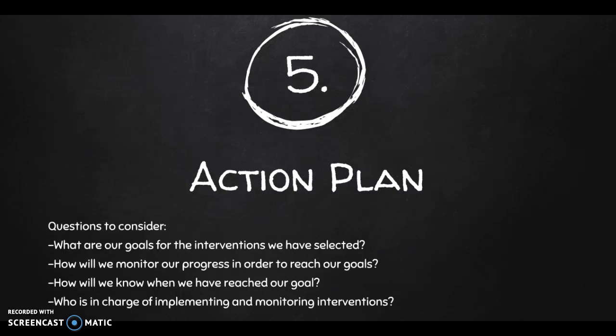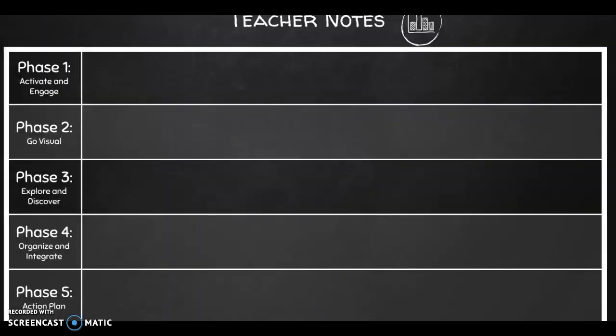What are our goals for the interventions we have selected? How will we monitor our progress in order to reach our goals? How will we know when we have reached our goal? Who is in charge of implementing and monitoring interventions? This is a graphic organizer that I made for teachers to write on during data talks.